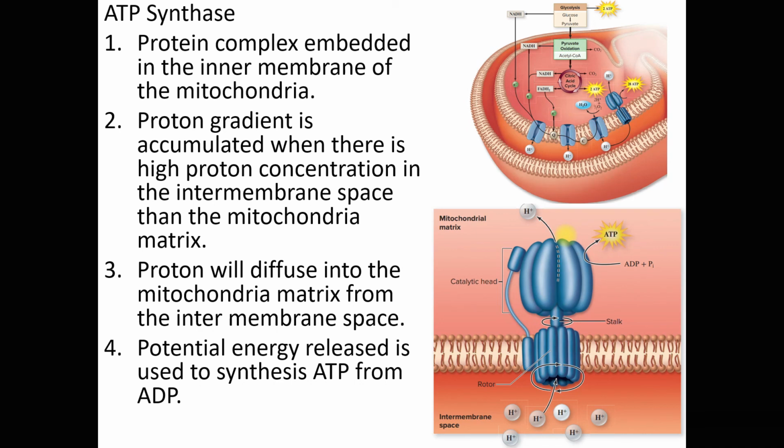Now potential energy is released, and that potential energy is used to synthesize ATP from ADP. Whenever this proton diffuses into the mitochondrial matrix through this ATP synthase, what happens? Potential energy will be generated by the ATP synthase, and the potential energy will be released by that ATP synthase to synthesize ATP from ADP with an inorganic phosphate.